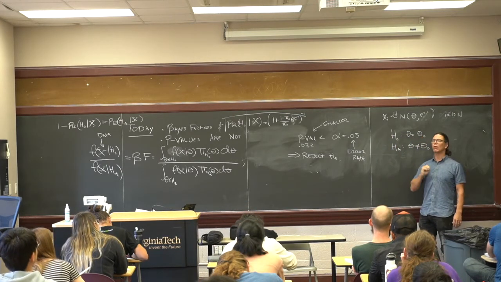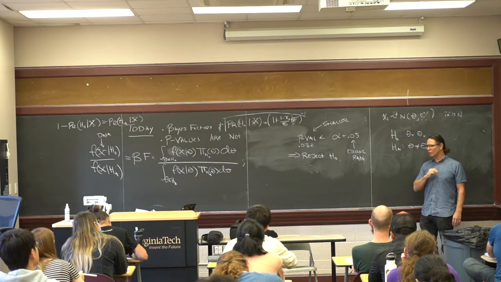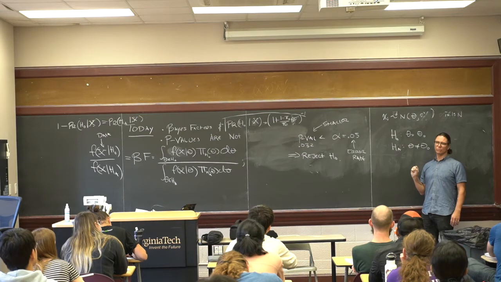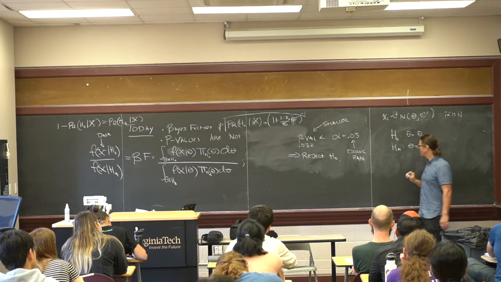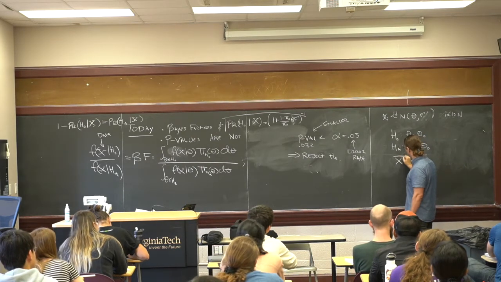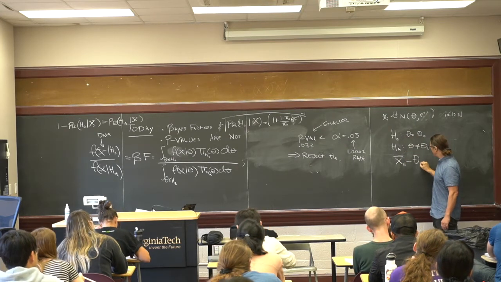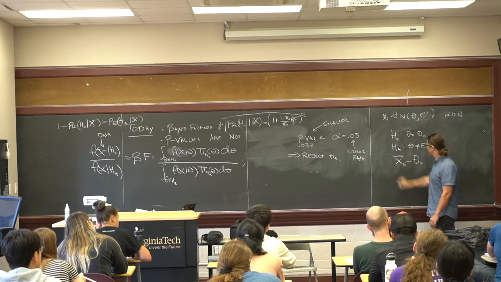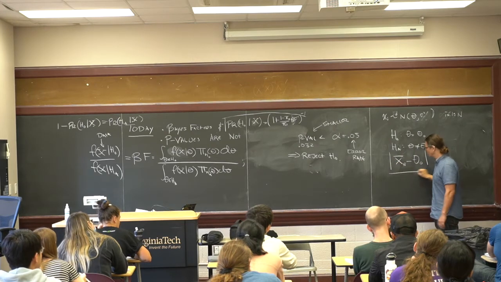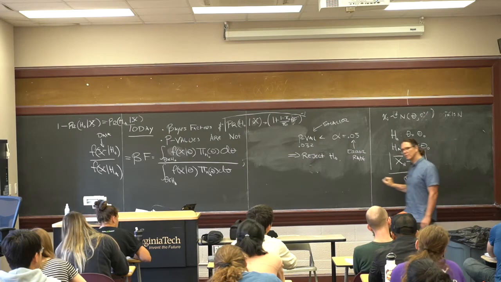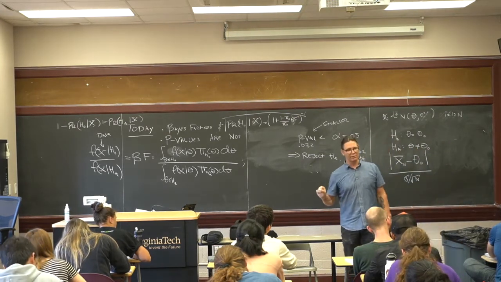If you wanted to be most powerful. Again, this is all just review. What test stat would you use? X bar n minus theta naught divided by sigma over root n. So this is what it would be.